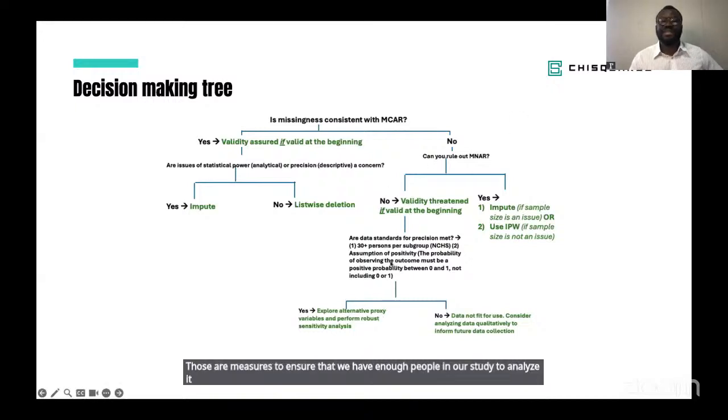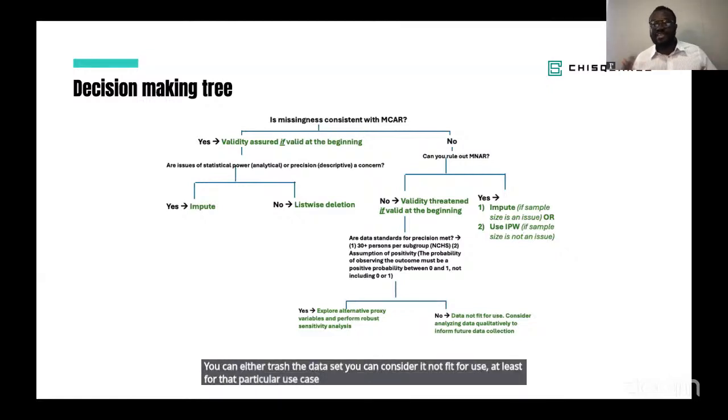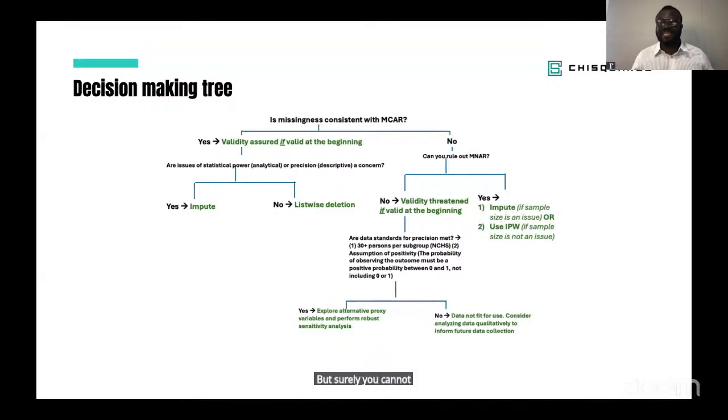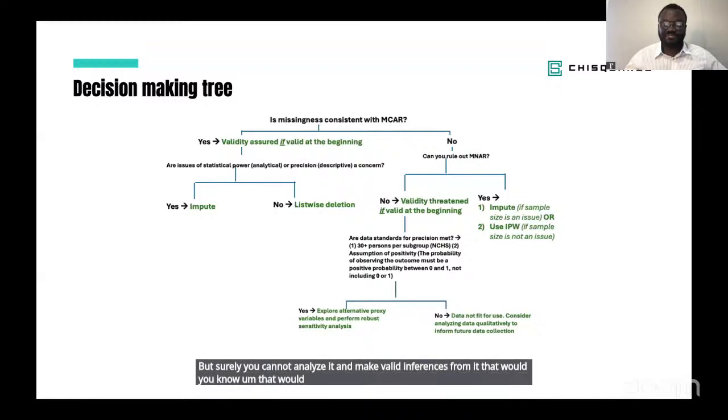So what if you now find out that validity is not met because of MNAR and precision is also not met? What can you then do? Well, you can either trash the data set. You can consider it not fit for use, at least for that particular use case. You can analyze it qualitatively to inform further research. But surely you cannot analyze it and make valid inferences from it, and it won't pass peer review if you have solid peer review.